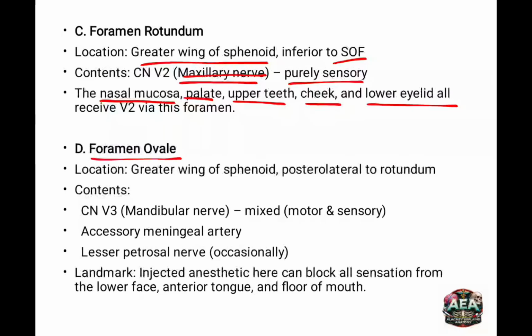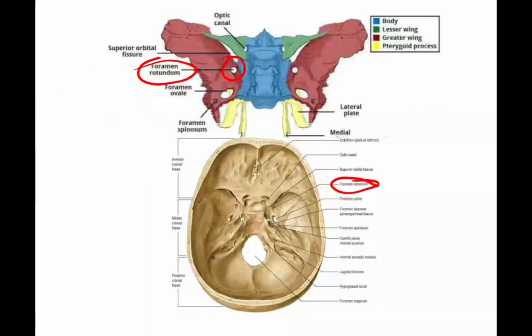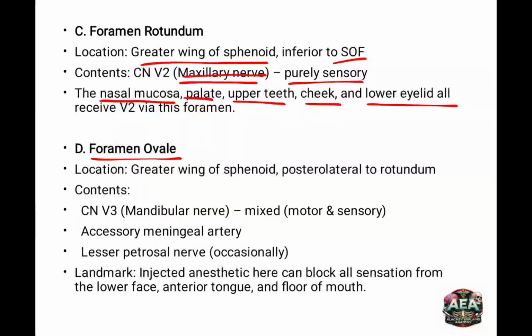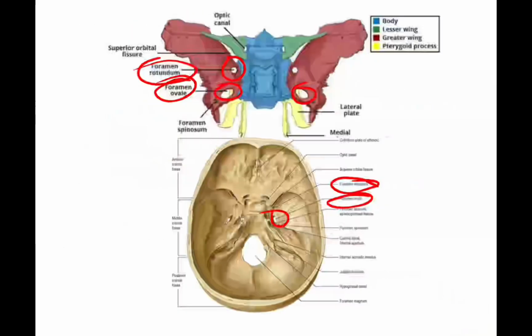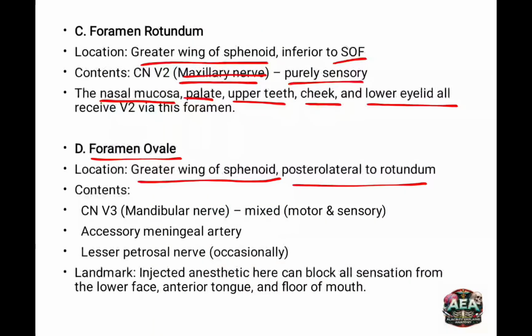Then we have the foramen ovale. If you look at this image, this is our foramen ovale. See, it's oval in shape. Then if you look at it here, this is our foramen ovale. Foramen ovale is located in the greater wing of the sphenoid, posterolateral to foramen rotundum. Look at this image. See, it is posterior to foramen rotundum and more laterally placed. So it is posterolateral to foramen rotundum.